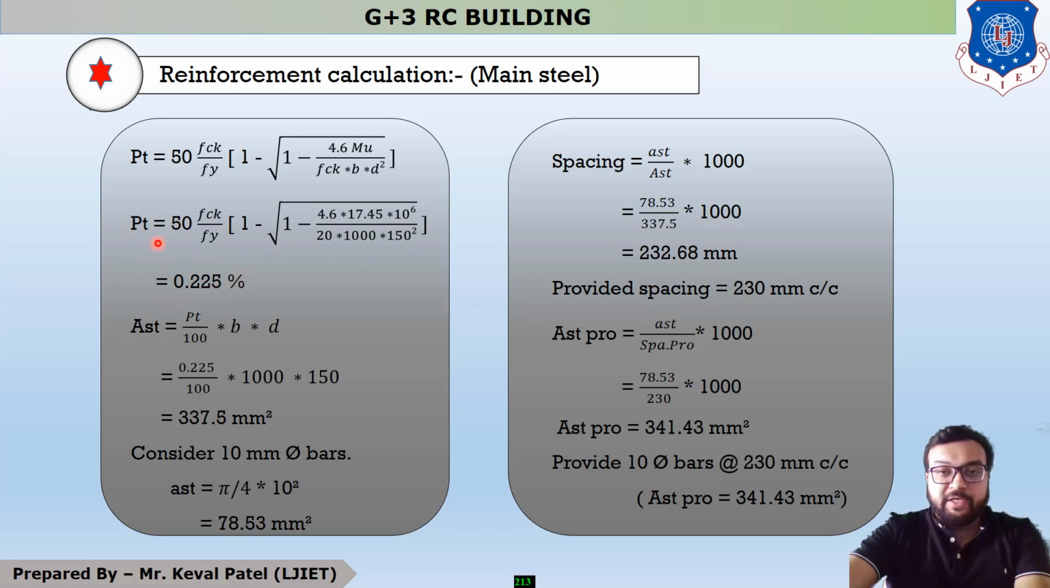After finding out the PT, the next step is AST. The equation of AST is PT B D upon 100. So your PT is 0.225, B is equal to 1000, D is equal to 150, divided by 100. So you will get your answer 337.5 mm square. And after finding out the AST, the next step is to find out spacing.